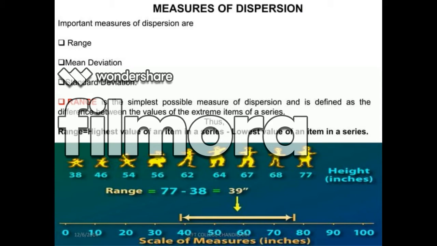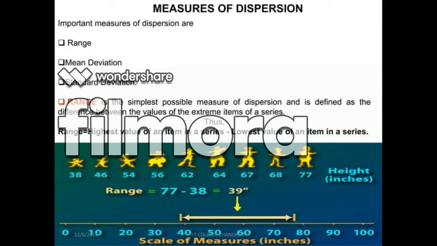Okay, now let's talk about the measures of dispersion this time. So important measures of dispersion are range, mean deviation, and standard deviation. So what does it mean, range? Range is the simplest possible measure of dispersion and is defined as the difference between the values of the extreme items of a series. Thus, range is the highest value of an item in a series minus the lowest value of an item in a series.